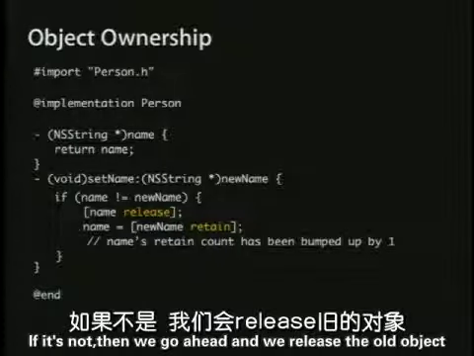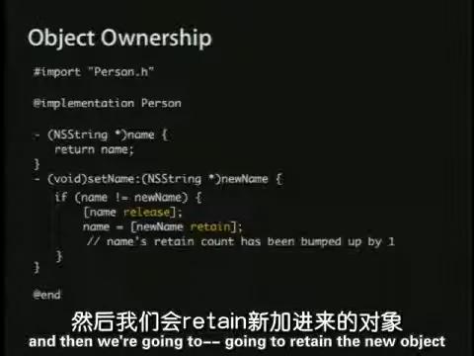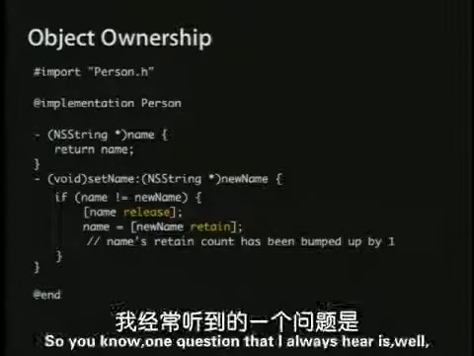So back to our implementation file. The name getter is pretty simple, right? We're just going to return the instance variable to whoever called us. The setter is a little more complex.